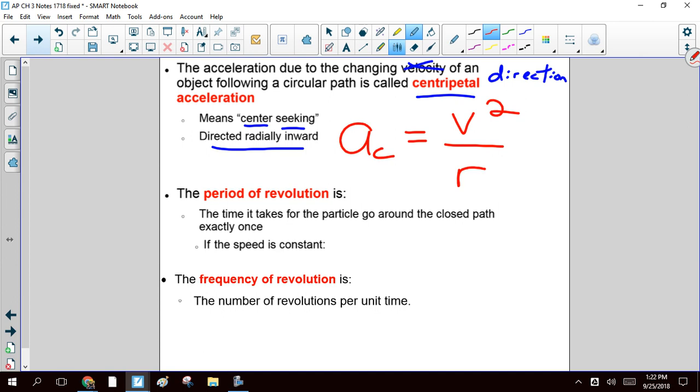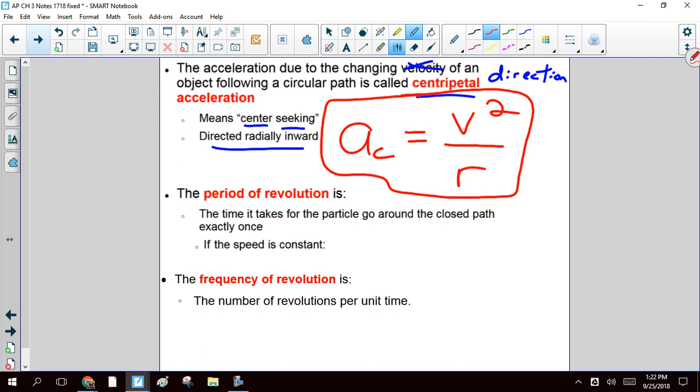Now, if you want to know where this equation comes from, it requires a little bit of calculus and a little bit of geometry. I don't usually go through it because most students don't care. If you're particularly interested, let me know in class and I'm happy to run through it with you.